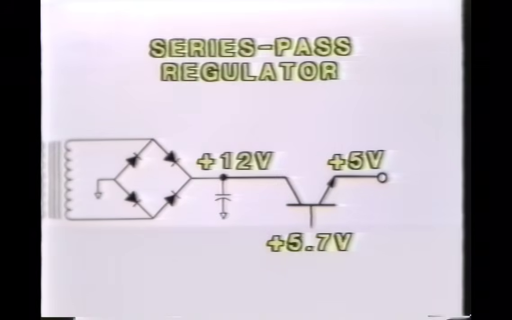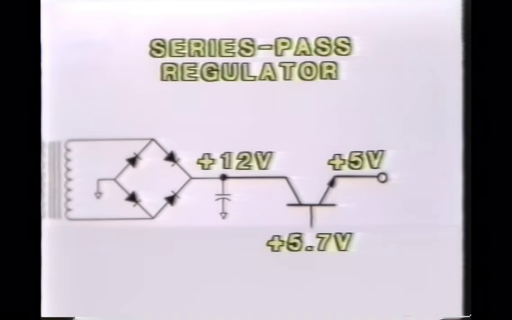Well, as usual, the things in electronics that seem difficult are really quite simple. To keep the output voltage at exactly 5 volts, all we have to do is put 5.7 volts on the base of the transistor. With 5.7 volts on the base of the series pass regulator transistor, the output voltage must remain at a constant 5 volts.